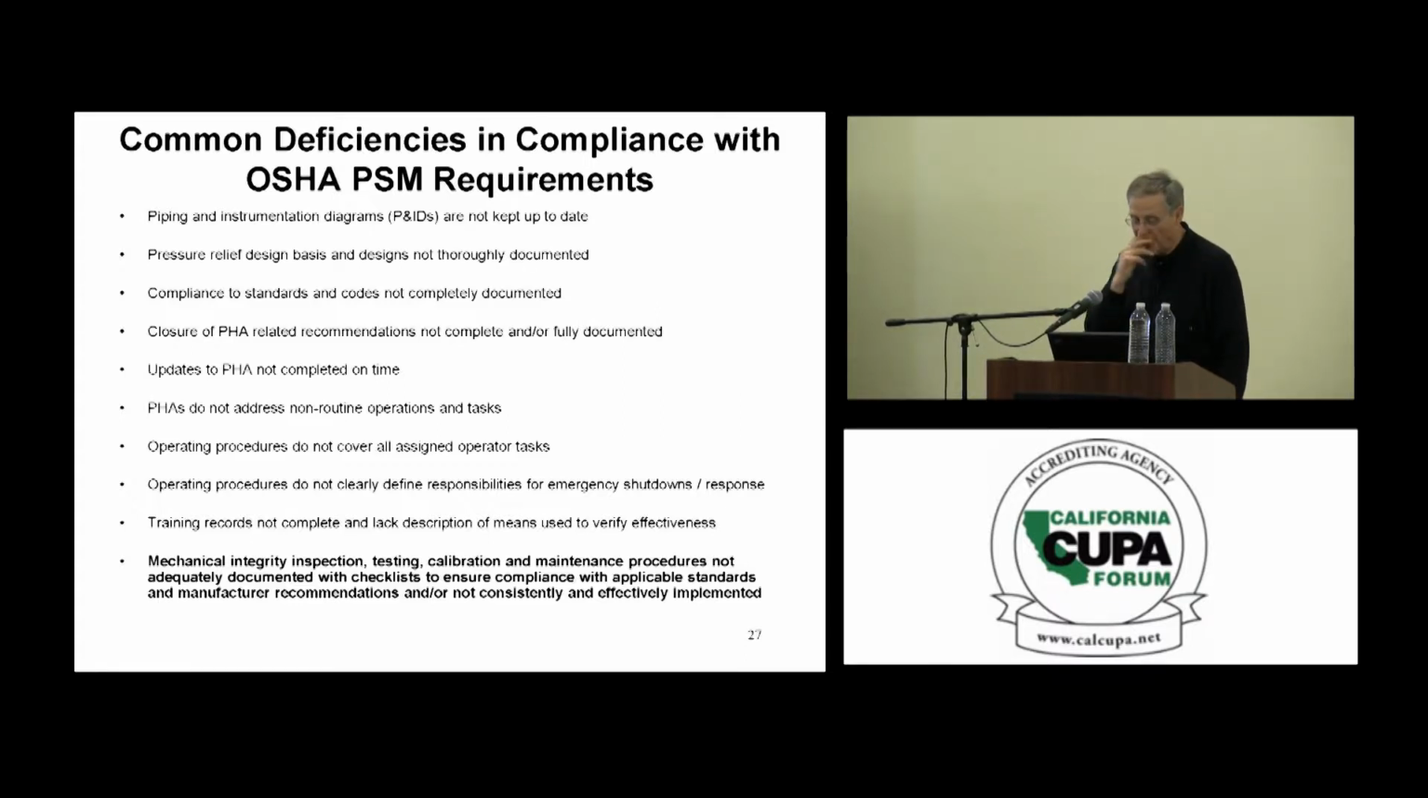The last one, mechanical integrity, inspection, testing, calibration, and maintenance. Probably the most common deficiency. You put all of these great risk controls in place, and they're intended to work on demand. That demand may only come once every 10 years or once every 20 or 30 years. How do you know it's going to work?